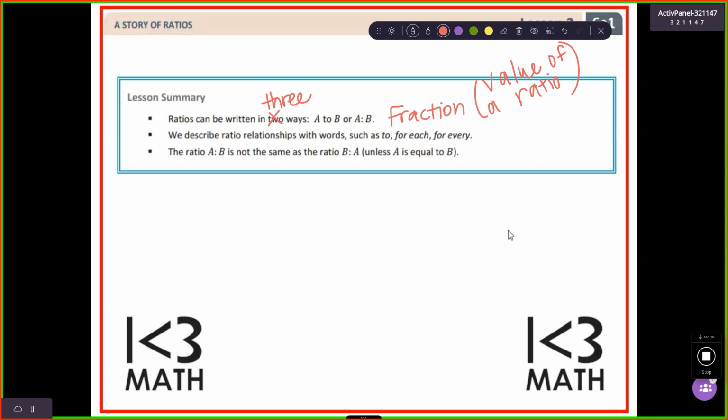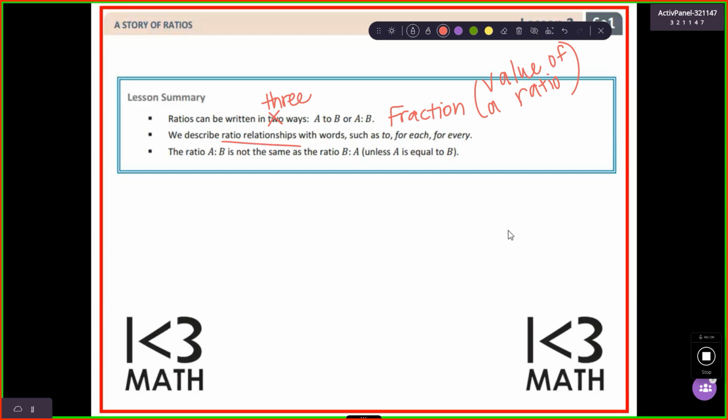So if you're ever asked, what's the value of this ratio 2 to 3? We're back to 2 cats, 3 dogs. What is the value of 2 cats to 3 dogs? What is the value of that ratio? 2/3, right? 2 out of 3. Okay? So 3 ways: with the word to, as a colon, and as a fraction. The fraction is called the value of a ratio.